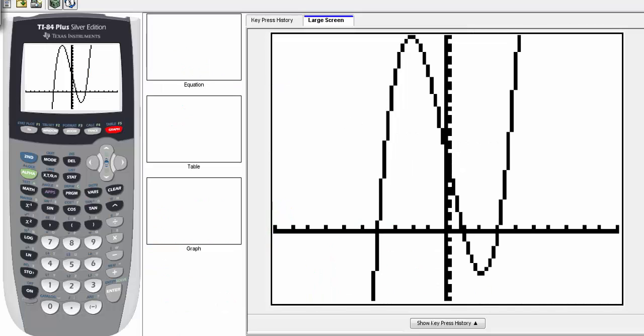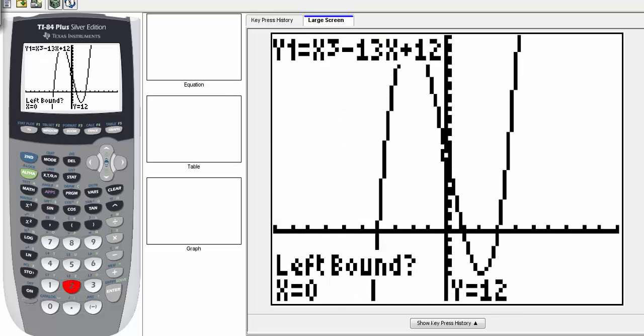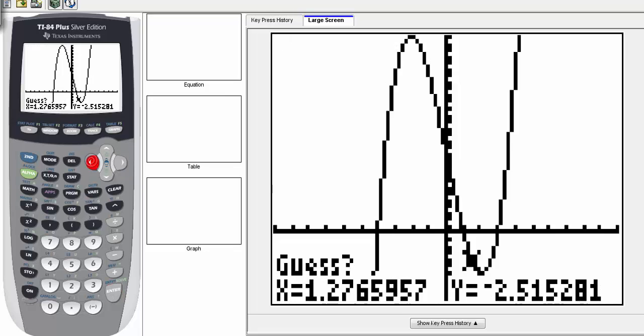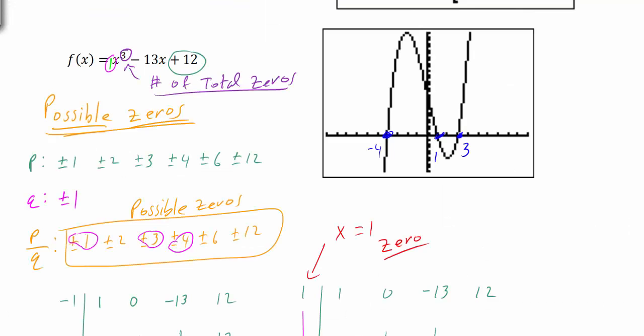And once again, with your calculator, you could go to second, trace, and we want to find 0, so that's number 2. And of course, you could set your left bound, your right bound, and then we can guess. And notice here we get 1, 0, so there's one of the zeros. And we could do the same thing to find the others, and we know that they're going to turn out to be 3 and -4.